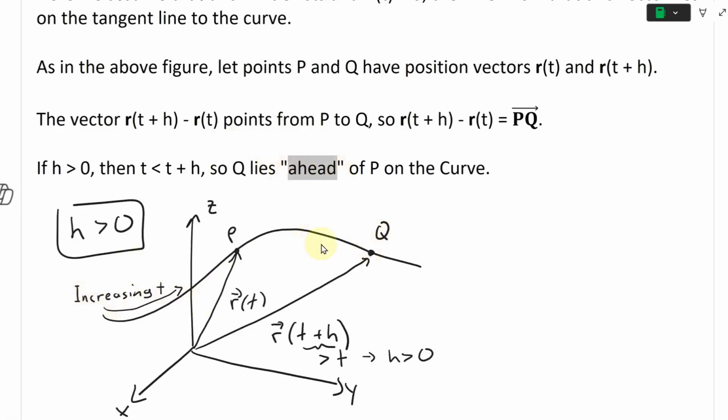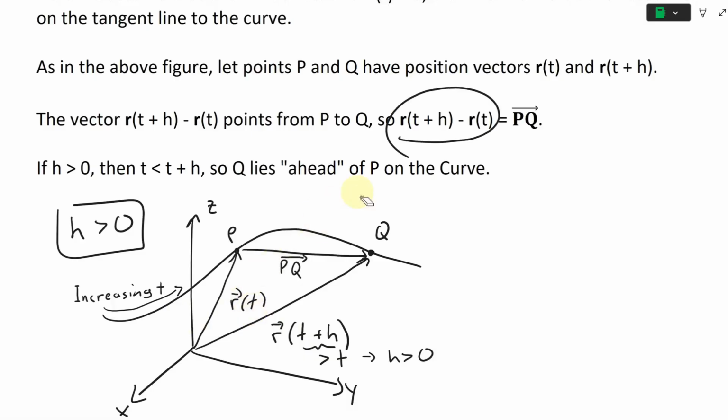Yeah, and this one's ahead, and then basically this difference right here, r of t plus h minus r of t, that's just going to be this vector. This is just going to be PQ, like that vector. And this is ahead of it. And again, this is just r of t plus h, like that. So that's just that one.